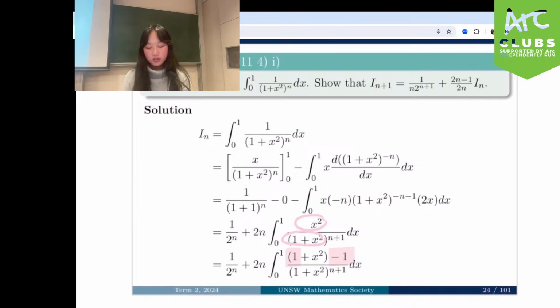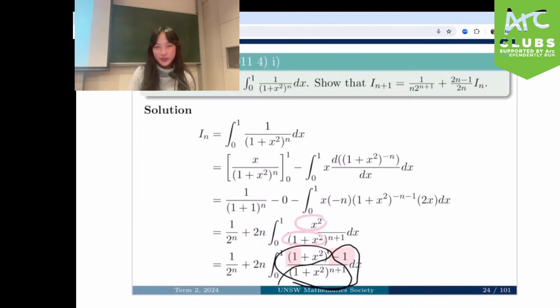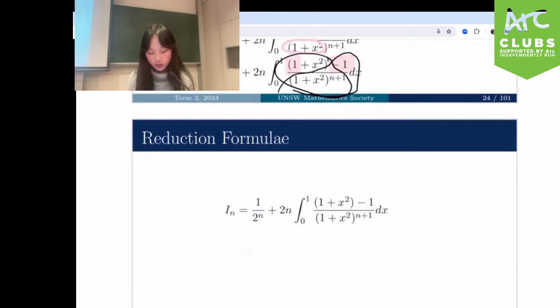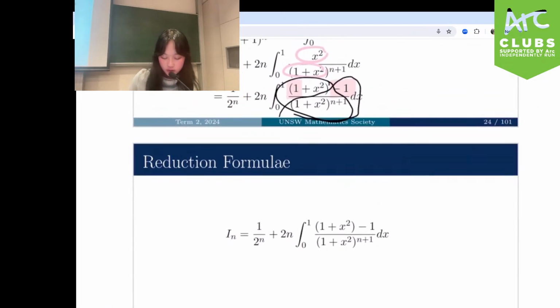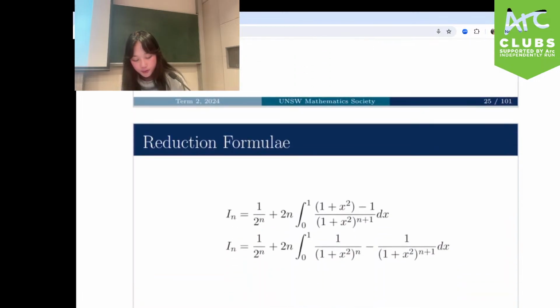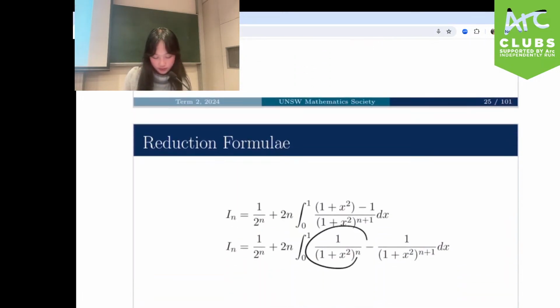Why did we do that? So we get a 1 plus x squared out the front. And why do we want to do that? So we can simplify our expression. We can split our fraction into something which is this and something which is this. Why do we want to do that? Because that gives us two I integrals. Specifically, that gives us two integrals that look like this. Okay? So one like this and one like this.